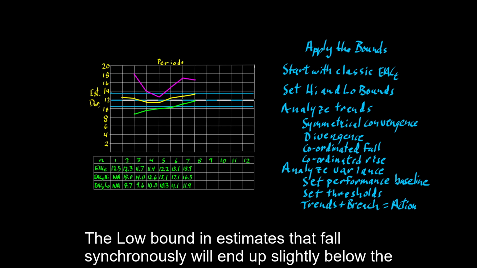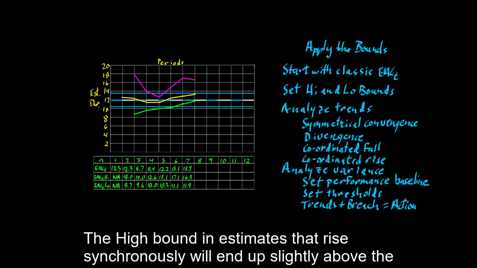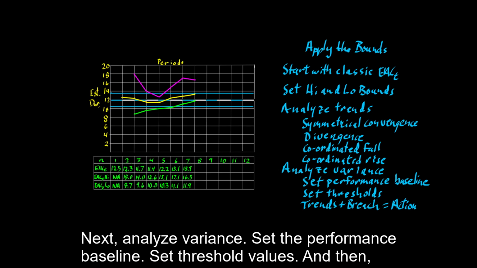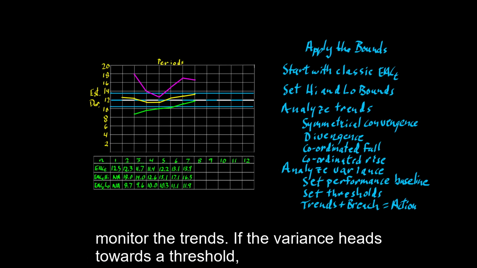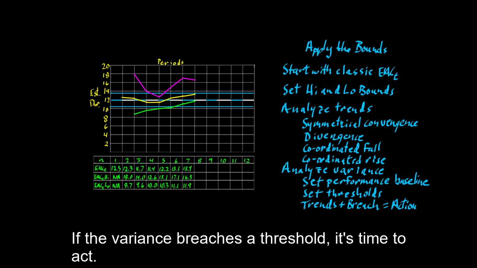The low bound in estimates that fall synchronously will end up slightly below the actual outcome. The high bound in estimates that rise synchronously will end up slightly above the actual outcome. Next, analyze variance. Set the performance baseline, set threshold values, and then monitor the trends. If the variance heads towards a threshold, prepare for action. If the variance breaches a threshold, it's time to act.